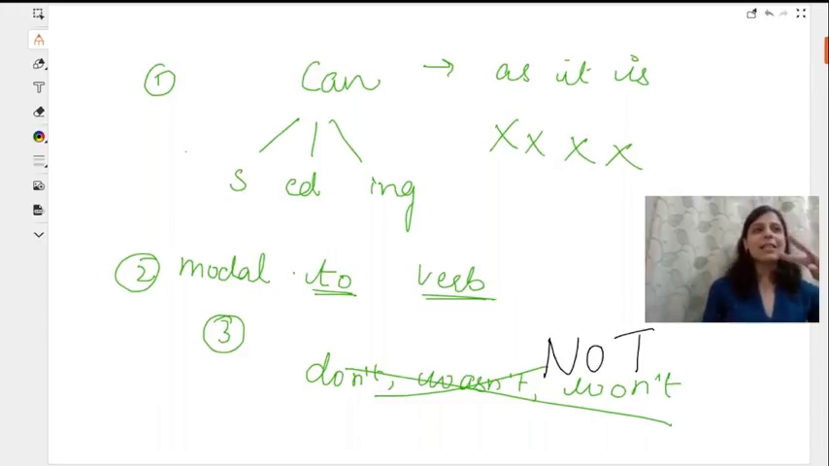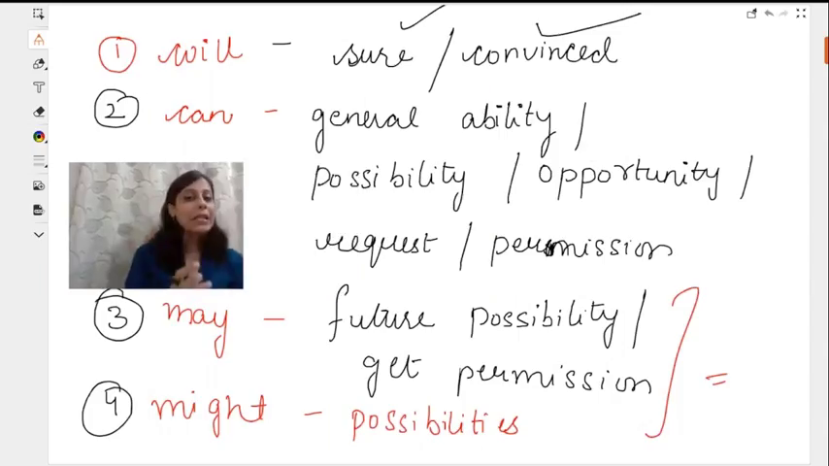Then let's say I revise will with you. I have the modal will, right? I'm trying to make sure that you remember all these possibilities so that it becomes easy to talk about it in the later stages, right? So I use will when I'm sure about it. I'm convinced about it. I'm very sure all of you will score really well in your boards, right? I'm convinced that all of you are the toppers and you're going to nail it, right?